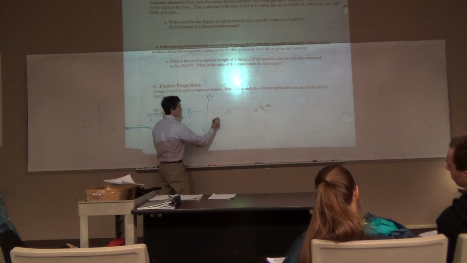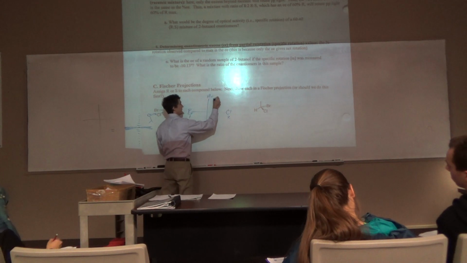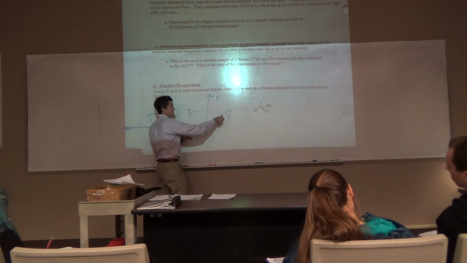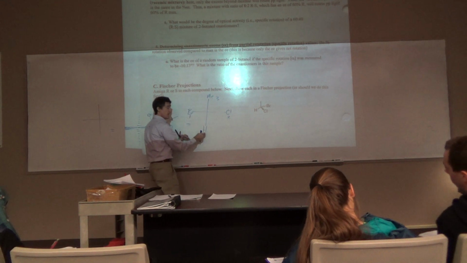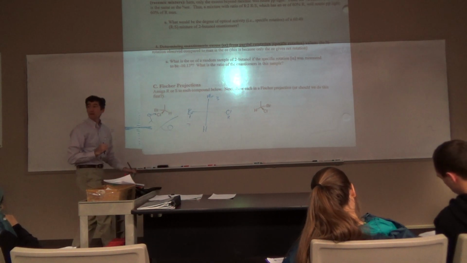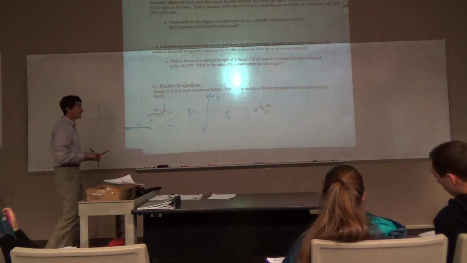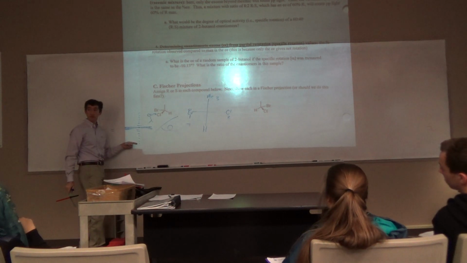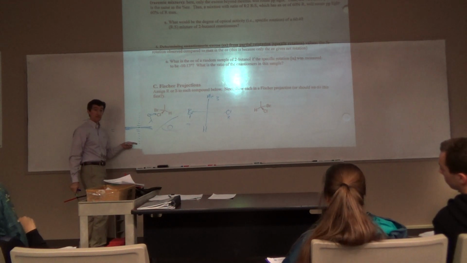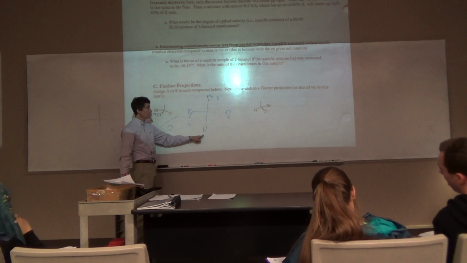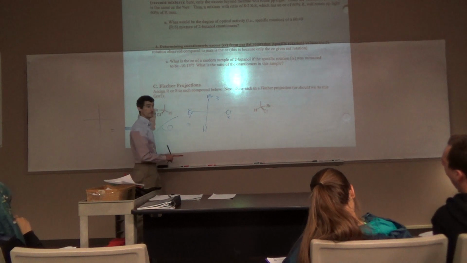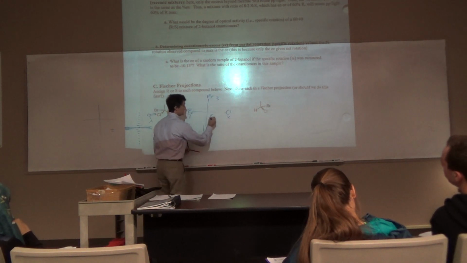Okay, now let's do R and S. Bromine's 1, chlorine's 2, carbon's 3. 1, 2, 3, counterclockwise. How's the H? Is it forward or back? Well, it's going straight down, and straight down is back. So with the H is back now. With the H back, what do we have? S.